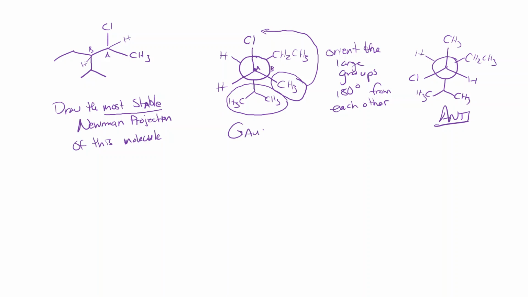And so oftentimes what you'll end up doing is you'll draw a structure and then you'll say, oh, my large groups are next to each other. This is gauche. I need to move to the anti one. Sometimes you'll get lucky and you'll draw the anti one straight away, but you can just rotate everything. So the methyl group, if this wasn't clear, rotates up here, the chlorine group rotates down here, and the hydrogen rotates over here to take the place of the methyl group. So everything just moves 120 degrees to get there. Okay? That is the anti-conformation.